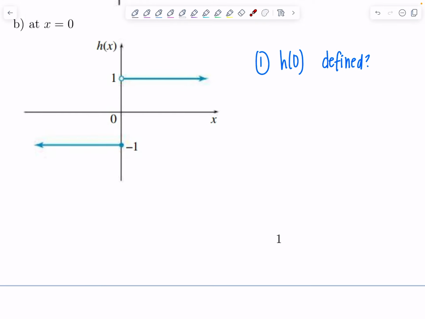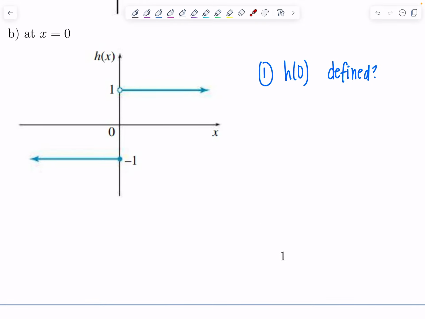Let me zoom in so maybe you can see a little bit better. So is h of 0 defined? Yes. In fact, we can say h of 0 is equal to -1. All right, well then let's check the next condition. What I want to know is, does the limit as x approaches 0 of h of x exist? And in this case, I need to check the limit from the left of 0 as well as the limit from the right of 0.